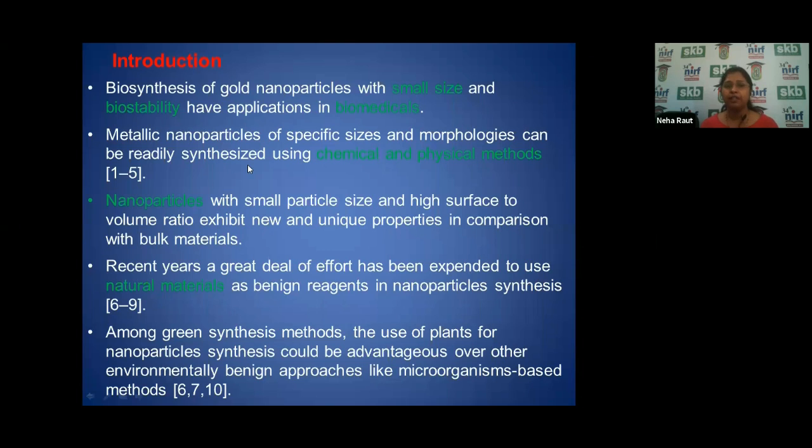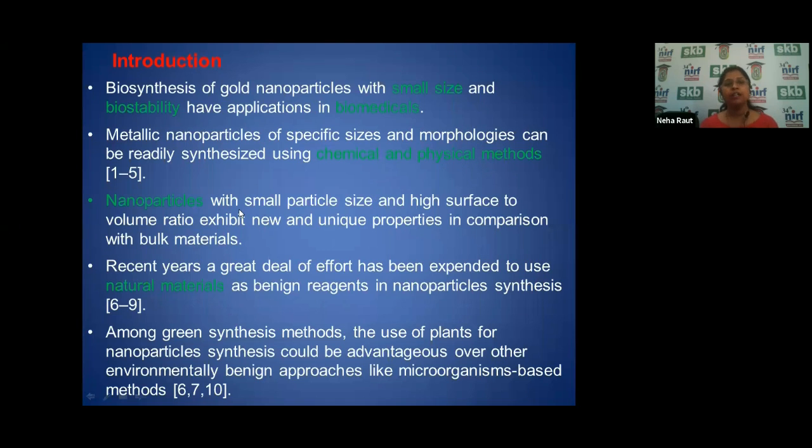Then metallic nanoparticles of specific sizes and morphologies, like nanodendrimers and nanorods. So there are different morphologies of nanoparticles available. Spherical ones are there. They are produced by chemical and physical methods, which are again enlisted in different ways. But the chemical methods most of the time leave more toxic products in your final formulation or final nanoparticle. So green synthesis methods are more preferential.